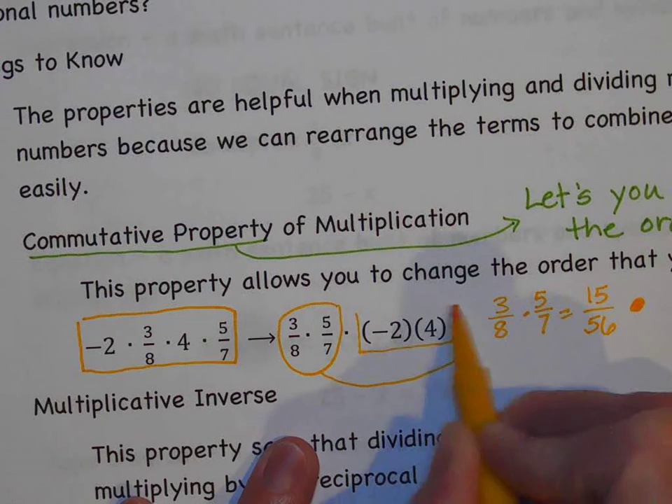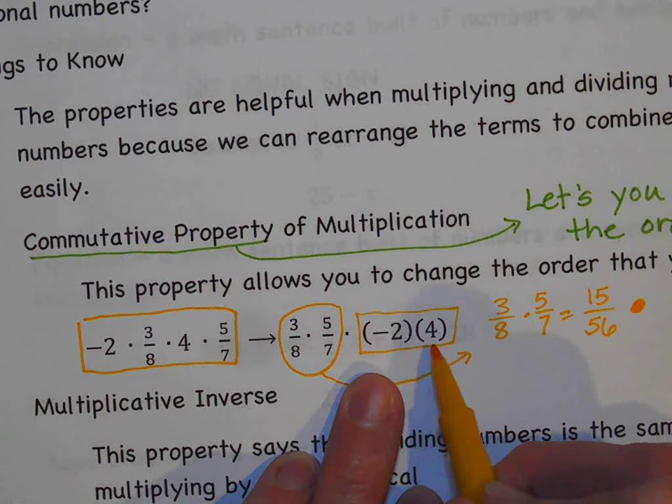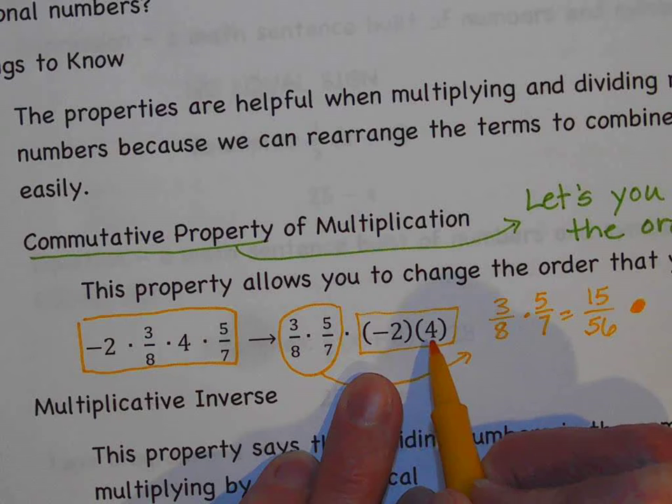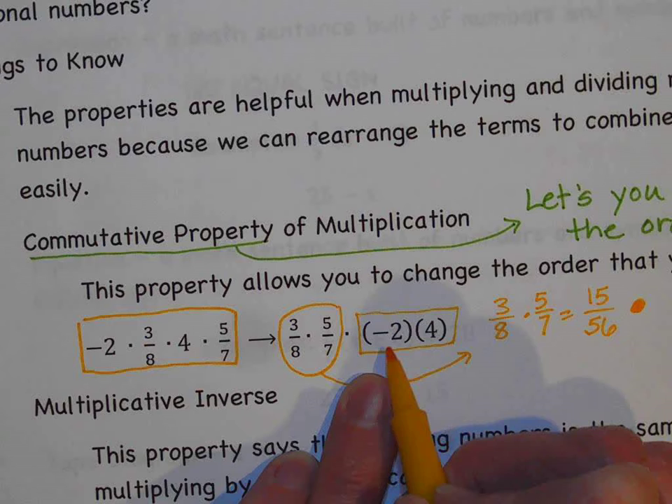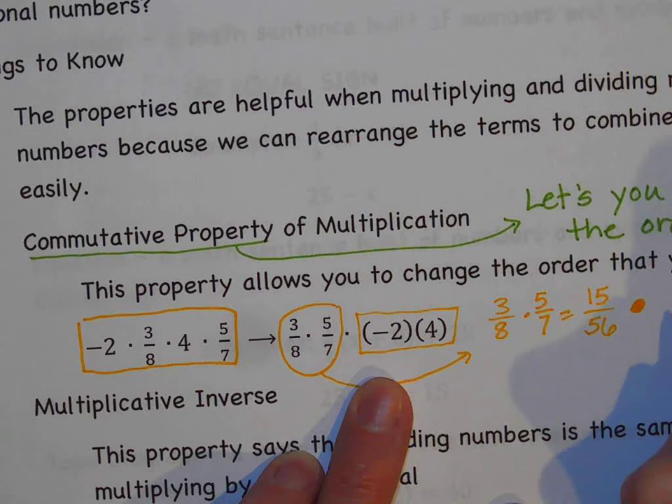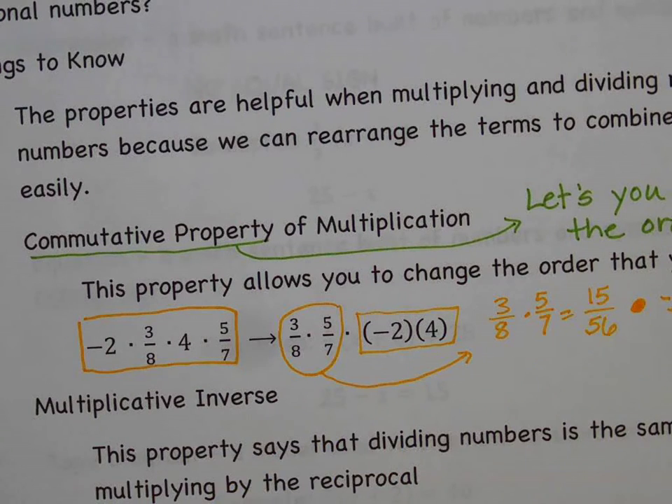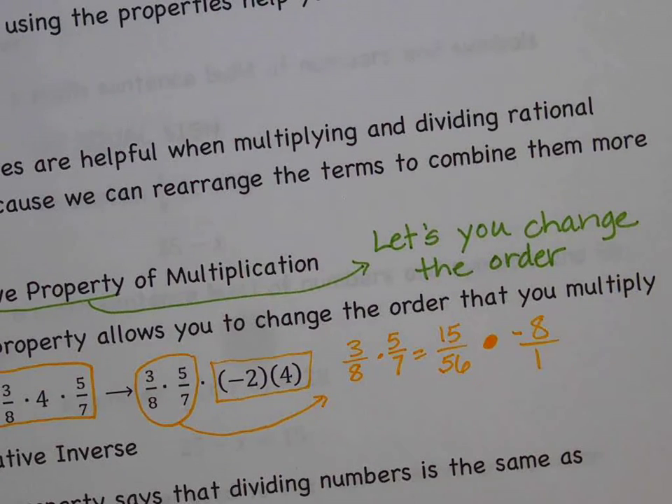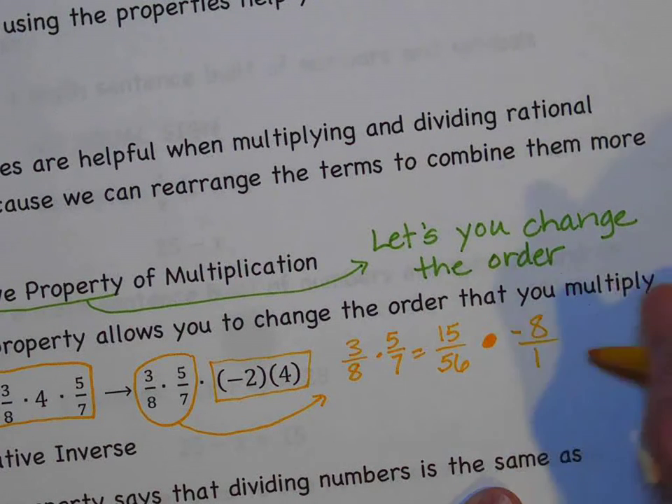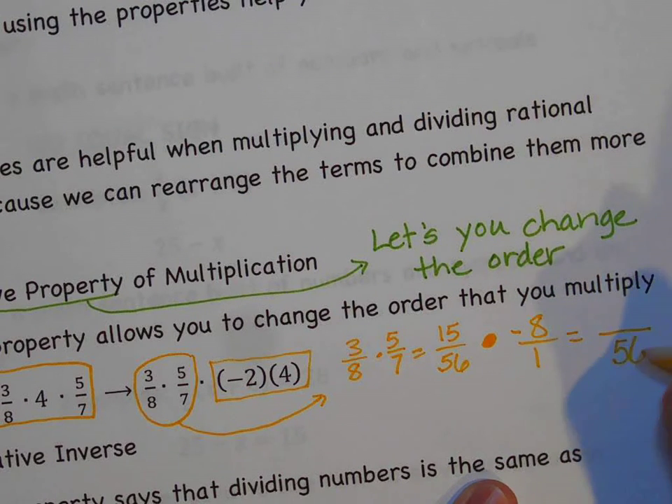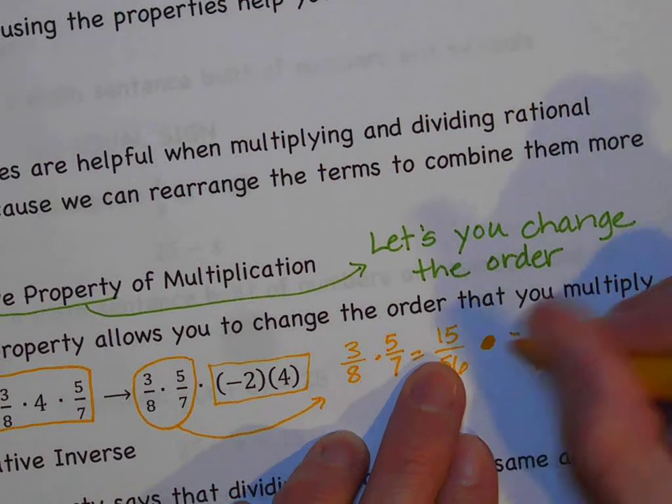Now I'm going to combine these, and I'm going to take 2 times 4 is 8, and then I remember my rules: a negative times a positive has to be a negative because the signs are different. So I'm going to multiply this fraction by -8/1, because when you multiply a fraction by a whole number, you have to change the whole number into a fraction, and then you multiply straight across. So now I can multiply these two straight across, and I know 56 times 1 is 56, and I'm going to take 15 times 8.